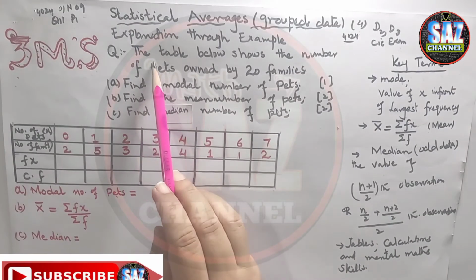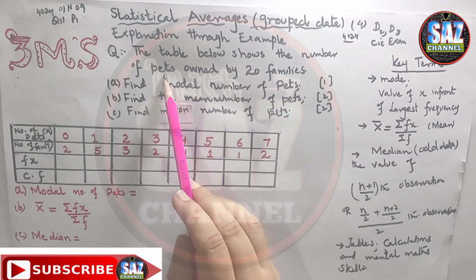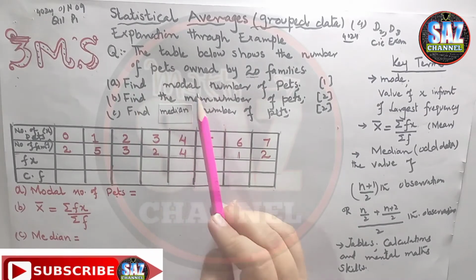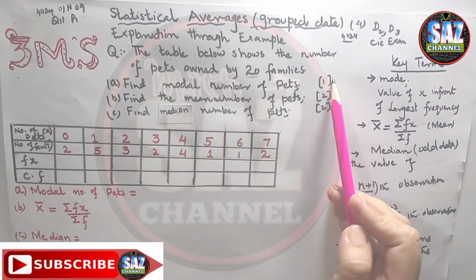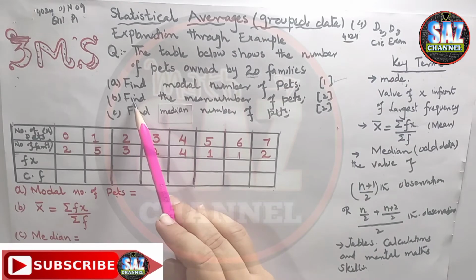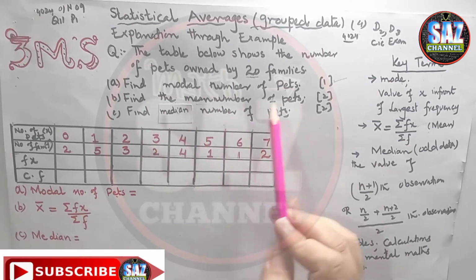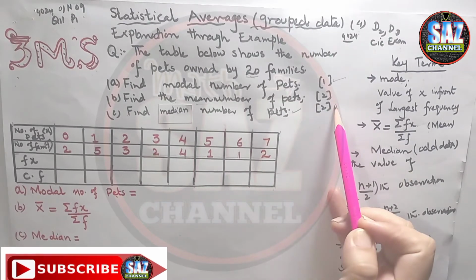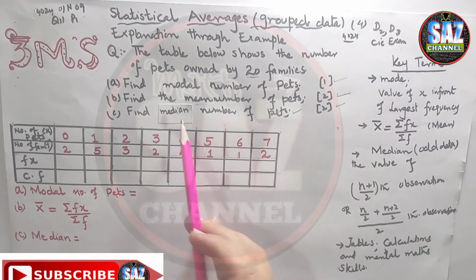The question says the table below shows the number of pets owned by 20 families. The first part is find the modal number of pets, and these are the marks in front of it. Find the mean number of pets, and then the last part is find the median number of pets. Let's solve and discuss each part one by one.